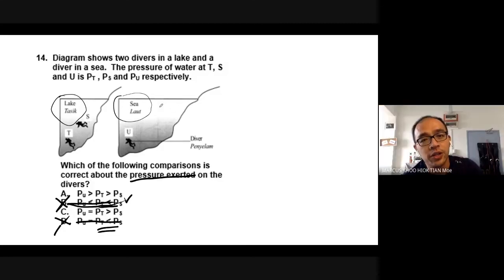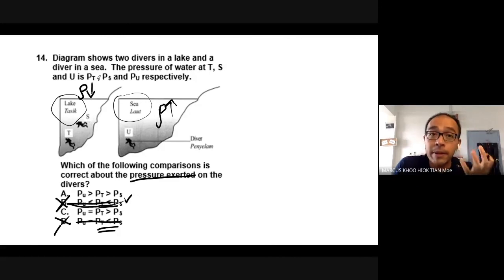Okay, very good. The density of seawater is higher than the density of lake water. Interestingly, it's actually water, but the sea is more dense because it has more salt compared to the lake. I'm not saying that we should drink lake water, I'm not saying that.